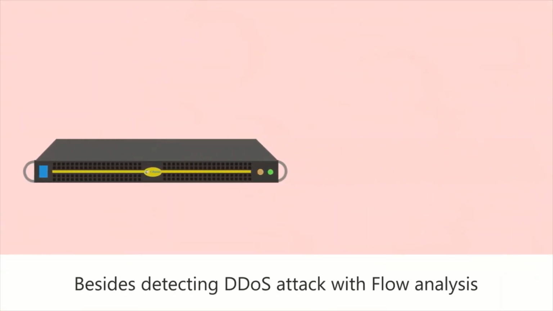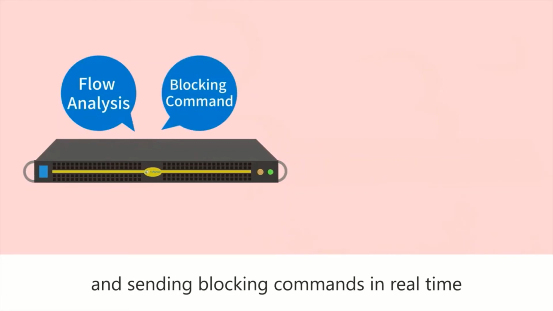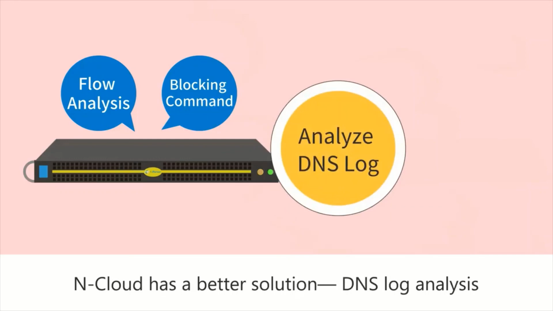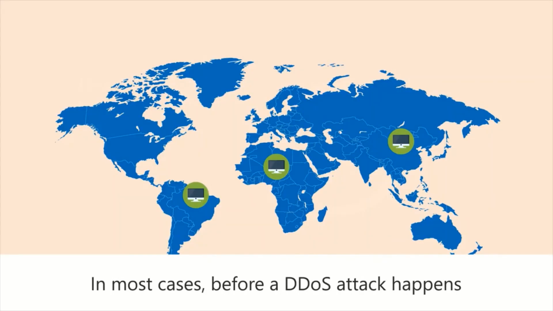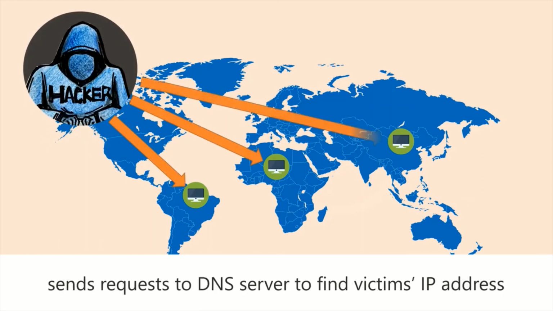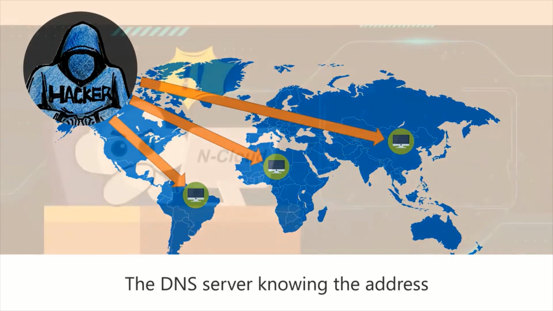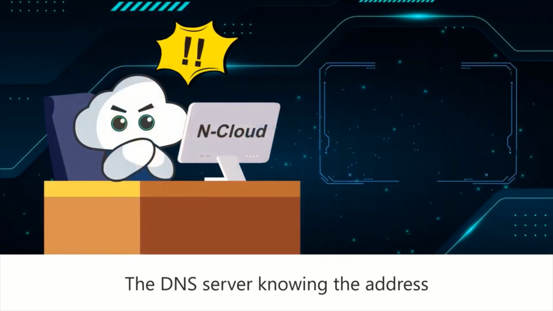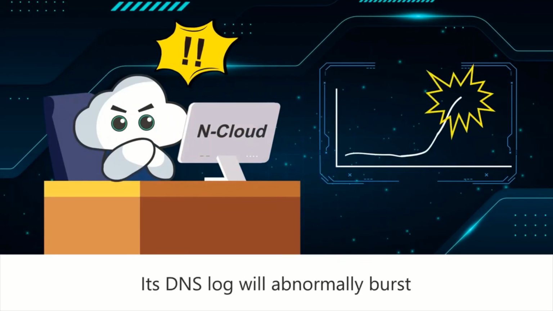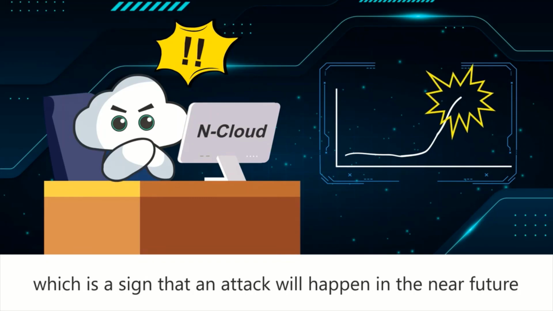Besides detecting DDoS attacks with flow analysis and sending blocking commands in real time, NCOP has a better solution, DNS log analysis. In most cases, before a DDoS attack happens, the botnet controlled by hackers sends requests to the DNS server to find the victim's IP address. The DNS server, knowing the address, receives lots of requests from all over the world. Its DNS log will abnormally burst, which is a sign that an attack will happen in the near future.